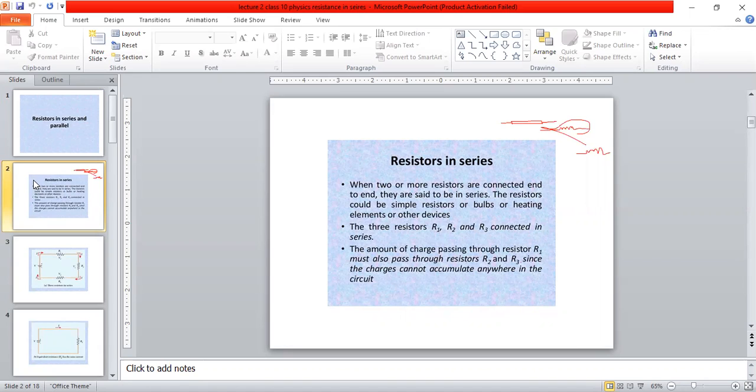If you have three resistances R1, R2, R3 connected in series, the amount of charge passing through resistance R1 must also pass through resistances R2 and R3, since the charge cannot be accumulated anywhere in the circuit. So the amount of current in the series circuit is the same through each resistance.